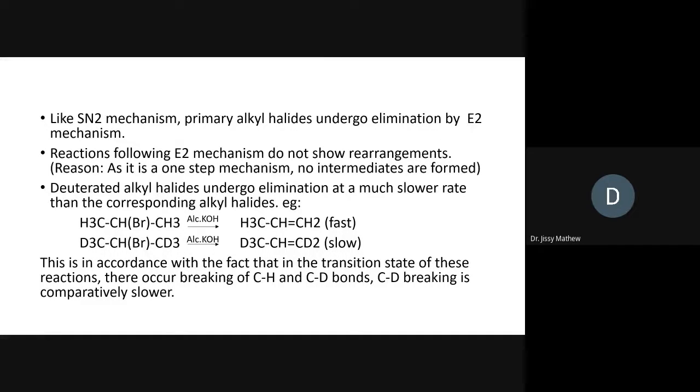And it is also seen that when deuterated alkyl halides undergo elimination, they undergo elimination at a much slower rate compared to the corresponding alkyl halides. For example, if you treat 2-bromopropane and deuterated bromopropane, it is seen that deuterated bromopropane undergoes elimination at a slower rate. And this can be explained based on the fact that as it's a concerted mechanism which involves breakage of CH and CD bonds, CD bond breaking is comparatively slower because its bond energy is greater.